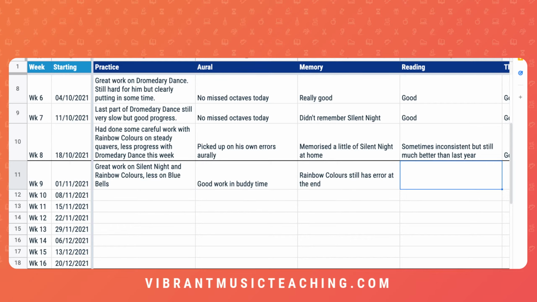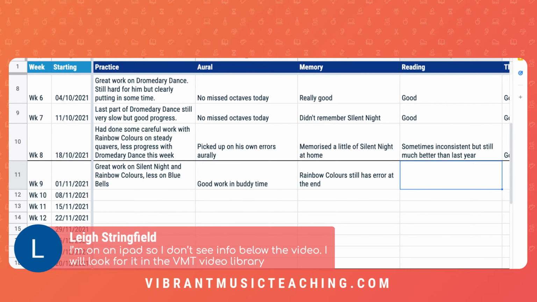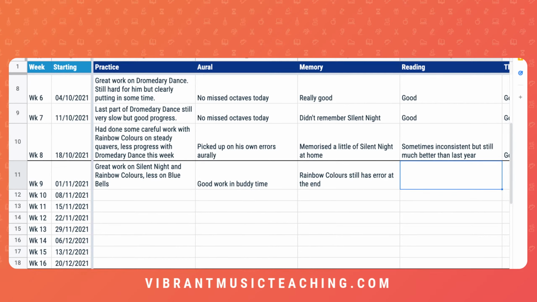Lee, it is visible on an iPad as well. There's a tap view more or something. There's a little dot button below or beside the video. It sort of changes.